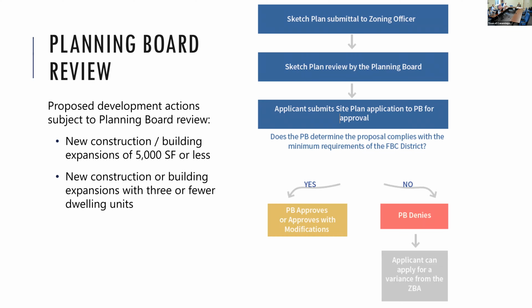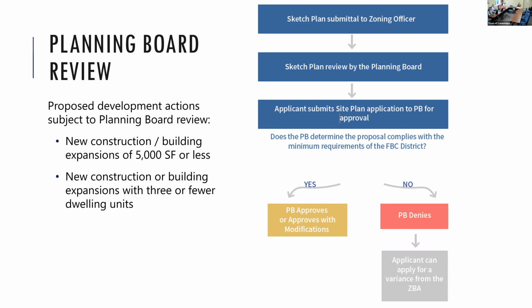Those projects that go before the planning board, and only the planning board, would be new construction projects for buildings 5,000 square feet or less, or projects that have 3 or fewer dwelling units. Anything over 5,001 square feet, anything with 4 or more units, is also going to the town board for review.